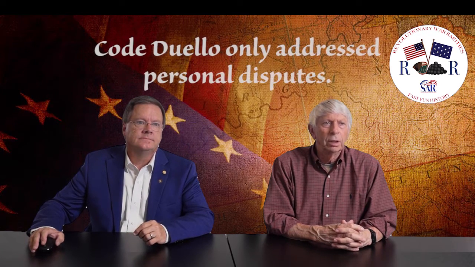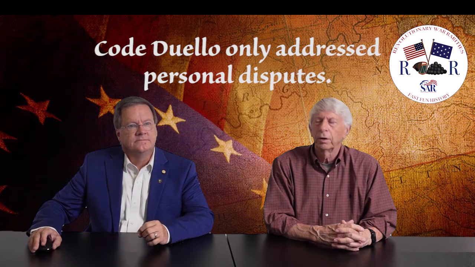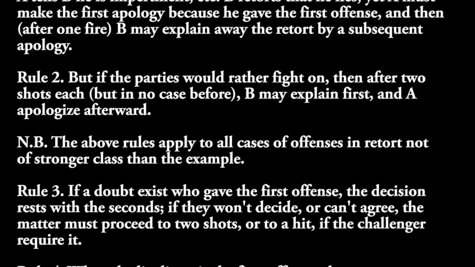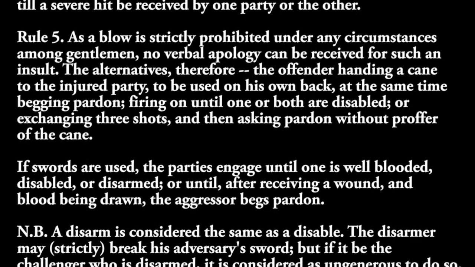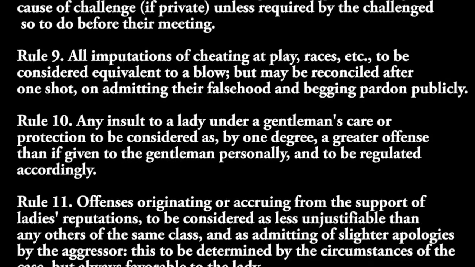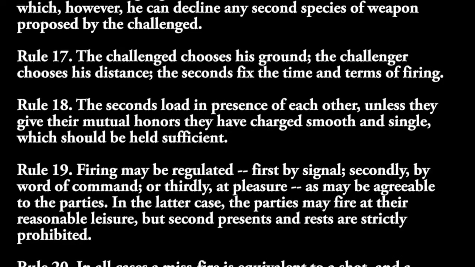Now, the Code Duello was not intended to address political differences. It only applied to personal disputes, and generally there was a good understanding of the difference between those. Political disagreements remained as that until a political rival began to personally attack a political rival's character. The Code Duello had 25 rules established which encouraged a formal and public apology be issued by the offending party. Ultimately, if the issue could not be resolved, then the ultimate resolution would be a duel.